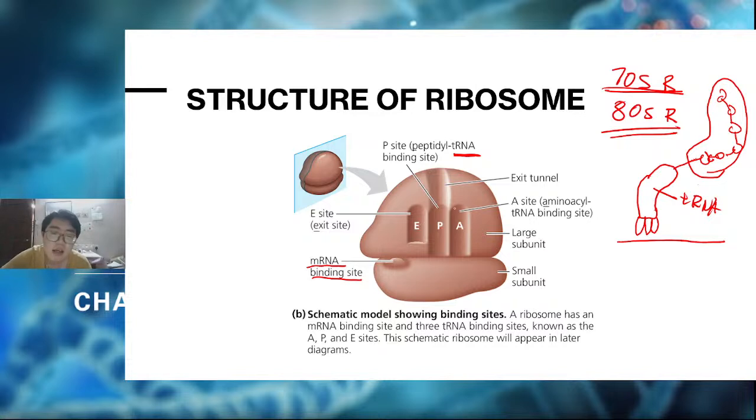So this is the general structure of the ribosome that plays a role in translation. You have to remember that there are three sites: the A site, P site, and E site. And the small subunit also contains the mRNA binding site.